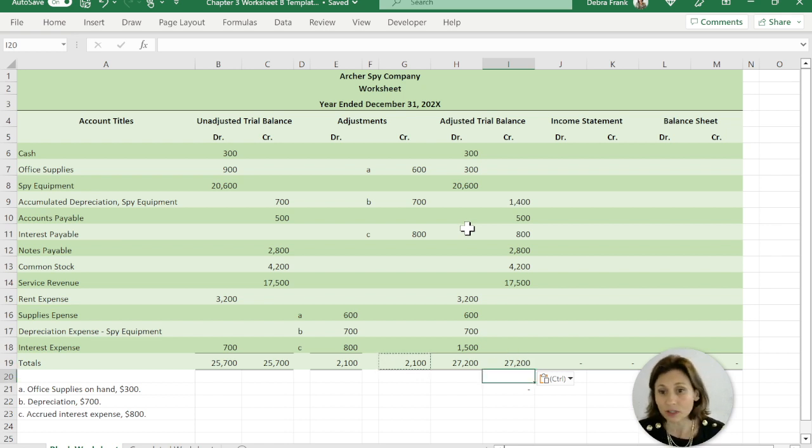So that is it for this video of the worksheet with some adjusting journal entries.